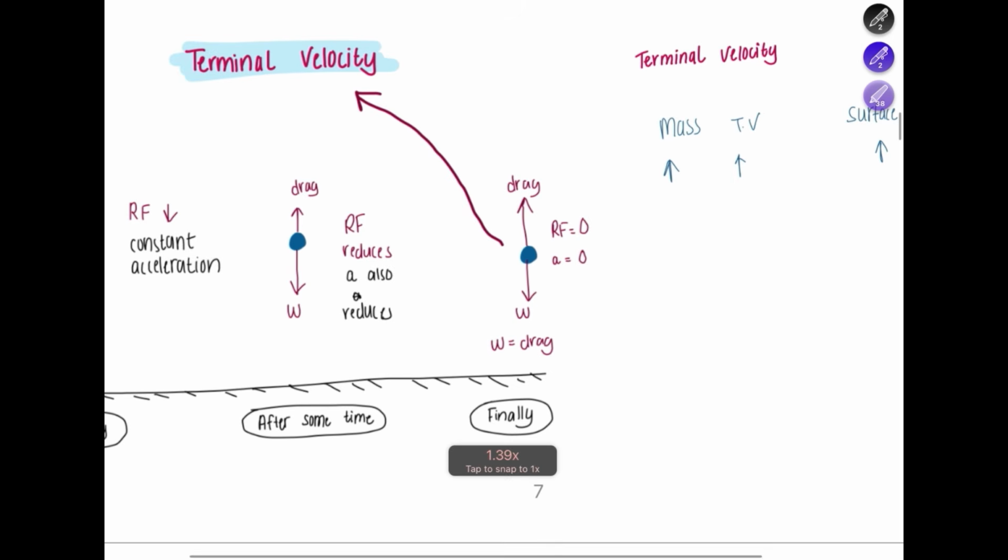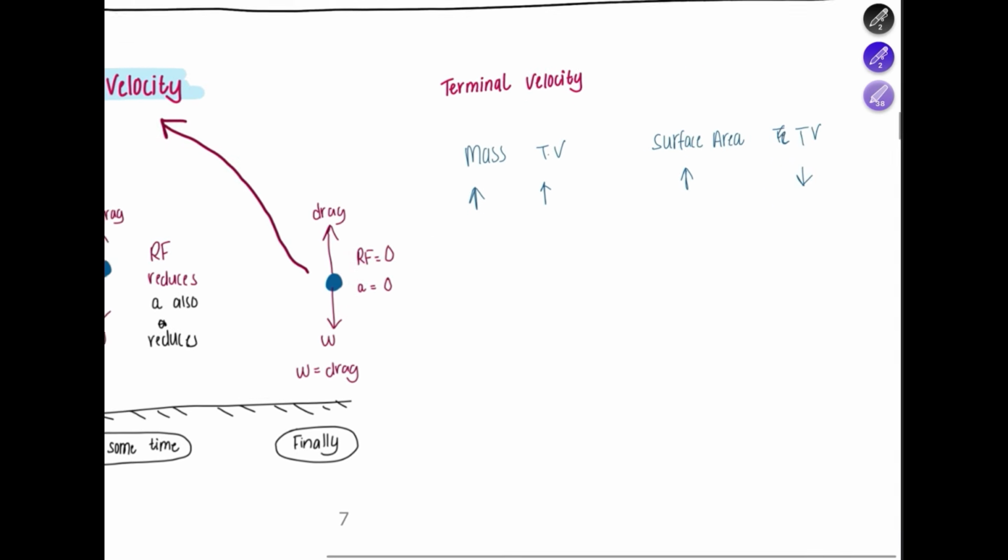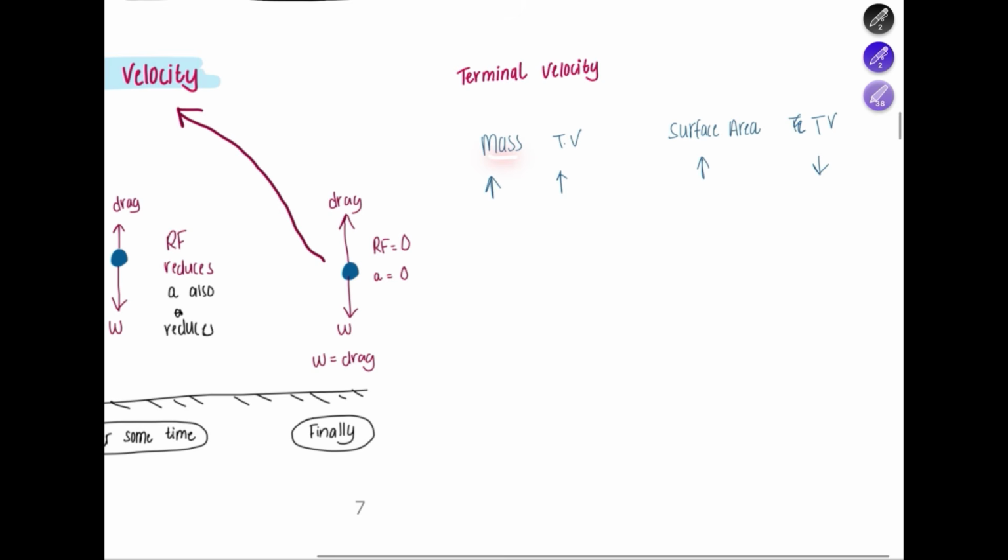What happens after some time? The opposing forces become equal. Weight equals drag. So if you find the resultant force, you have to subtract both of them, right? Because they're in opposite directions. If you subtract them, they're going to be 0. Since resultant force is 0, acceleration is 0, and the object is now moving at terminal velocity. Terminal velocity depends on the mass and surface area.